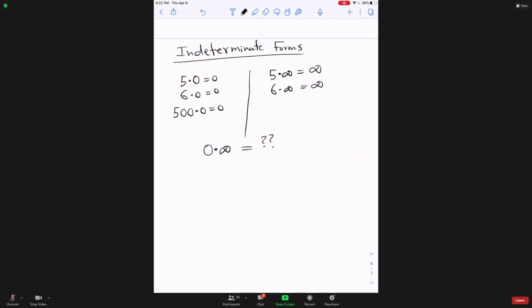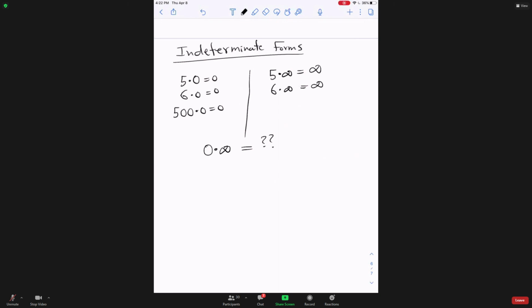Well, what happens when these two collide? The answer is it depends. It depends on what the functions are, what the situation is. Sometimes it's 0, sometimes it's infinity, sometimes the answer is some number in the middle, like 17 or whatever. So that's what we're going to do.